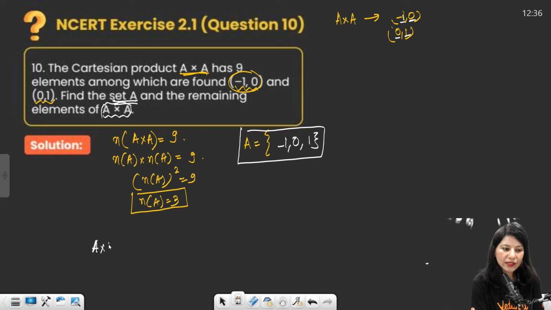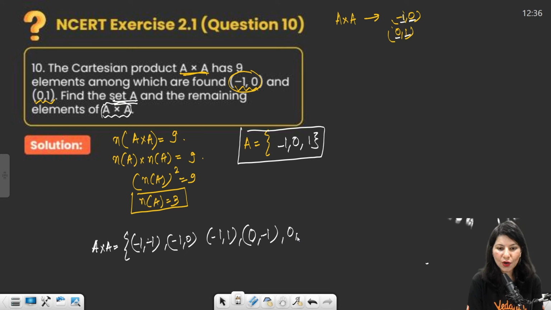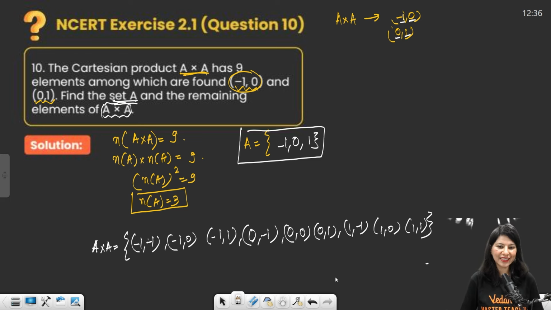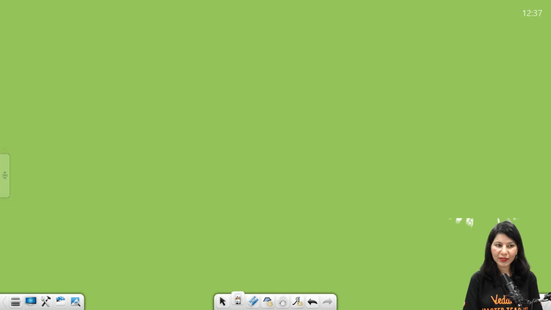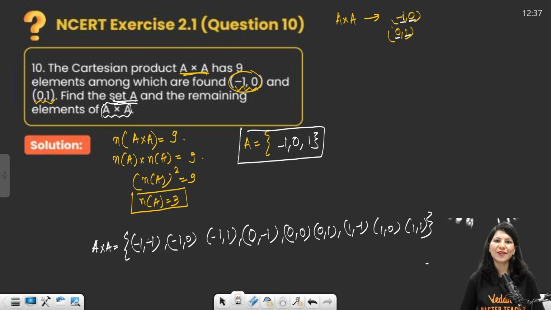Now we can just calculate A cross A clearly, all the 9 elements, okay? So this is minus 1, minus 1. Minus 1, 0. Minus 1, 1. Then we are having 0, minus 1. 0, 0. And 0, 1. Then we are having 1, minus 1. 1, 0. And 1, 1. That's it. We are done. All the 9 elements are right in front of you. So question number 10 is also very easy. So I guess we are done with all the 10 questions of NCERT exercise 2.1.